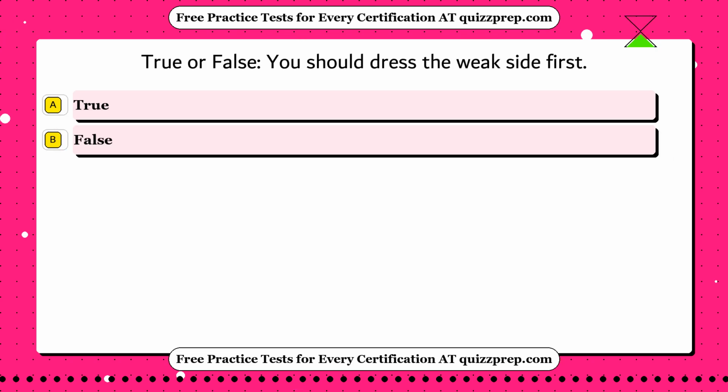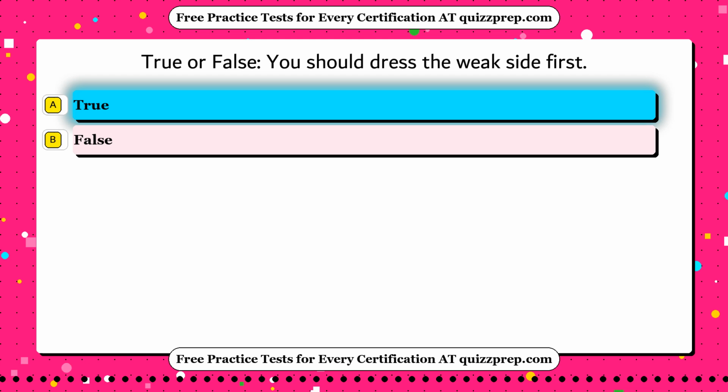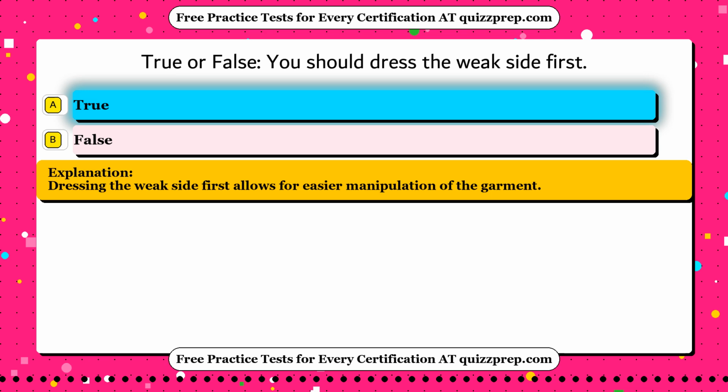Question 139. True or false, you should dress the weak side first? Option A, true. Option B, false. The correct answer is option A, true. Dressing the weak side first allows for easier manipulation of the garment.